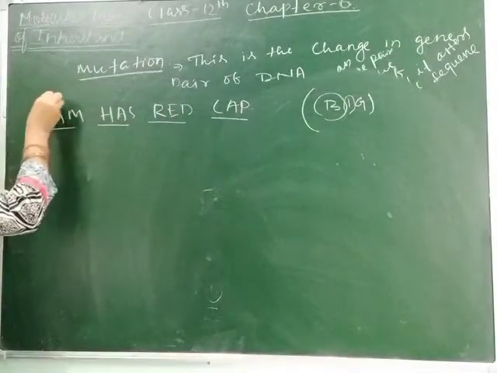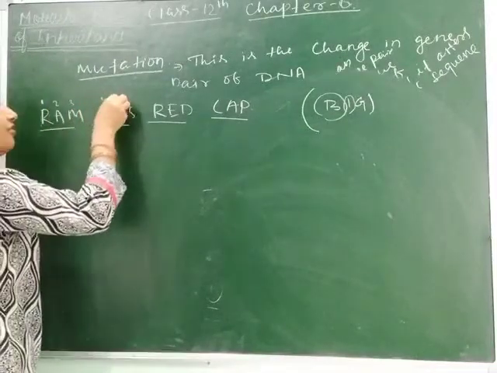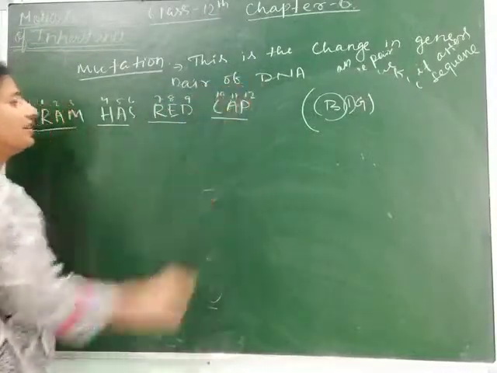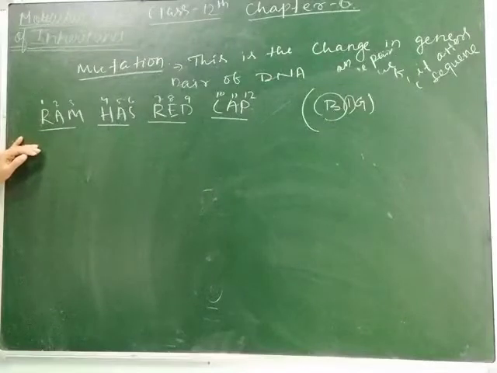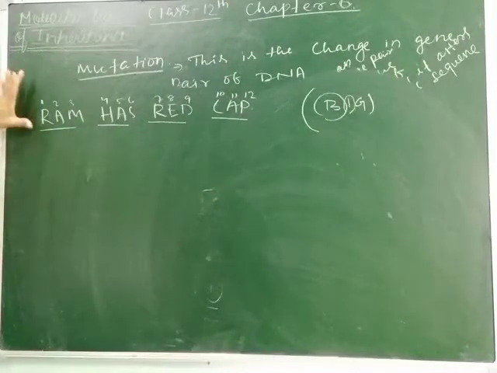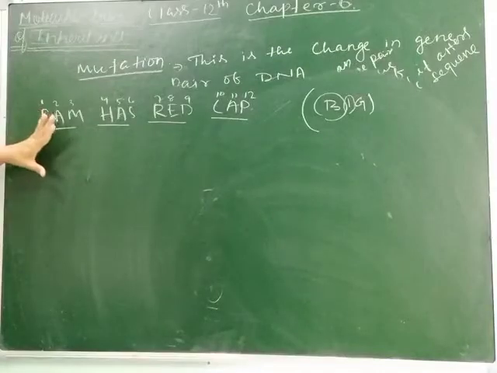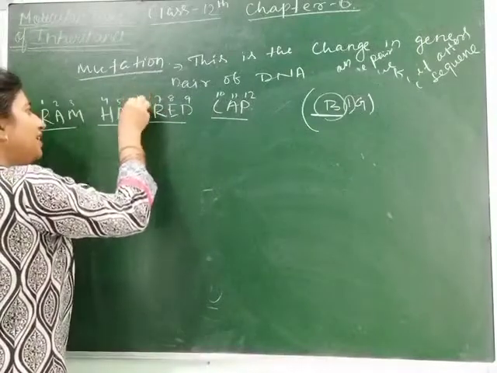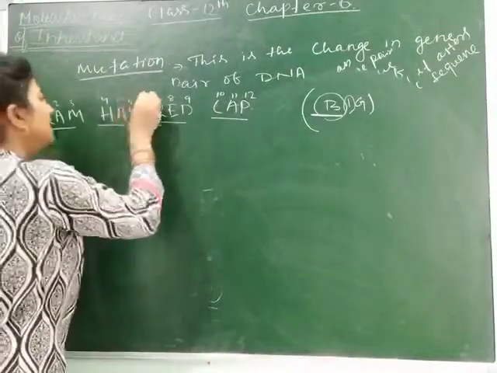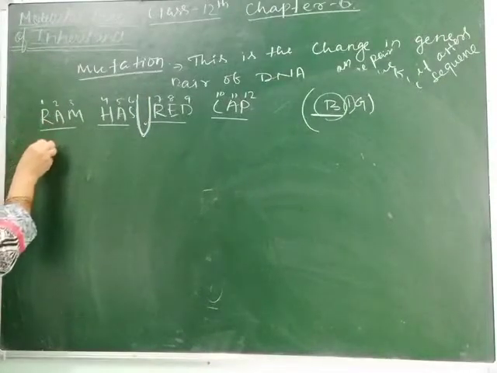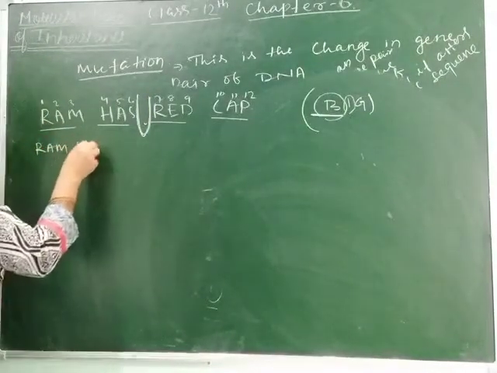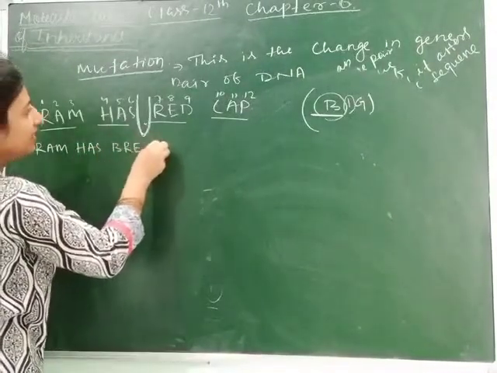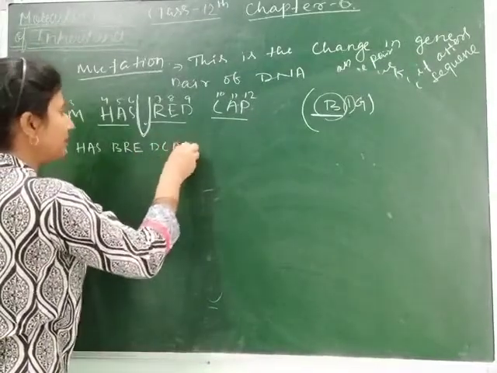I make the sequence, then this is 1, 2, 3, 4, 5, 6, 7, 8, 9, 10, 11, 12. Suppose here 12 amino acids are present, like Ram has red cap. Suppose we will add the first letter B between 6 and 7. We will add B here. So now let's see what will occur. Ram has B, R, E, D, C, A, P.